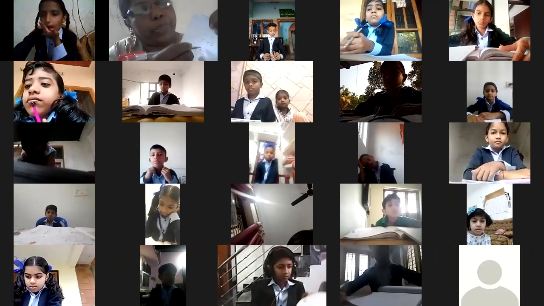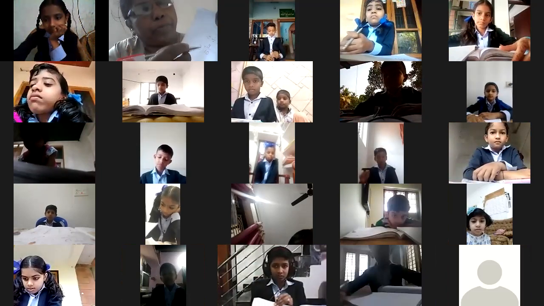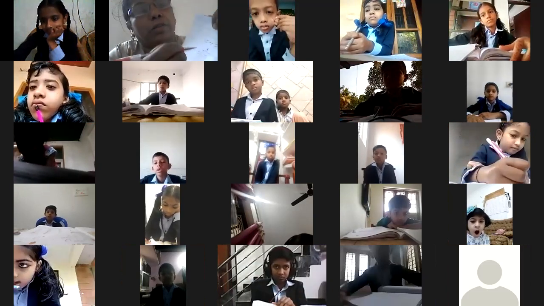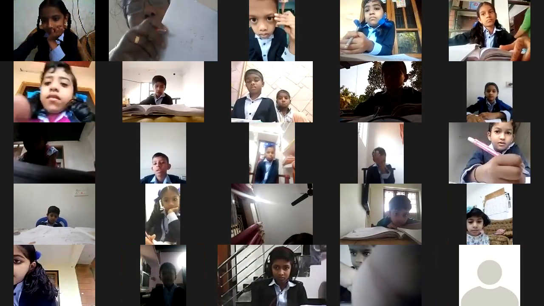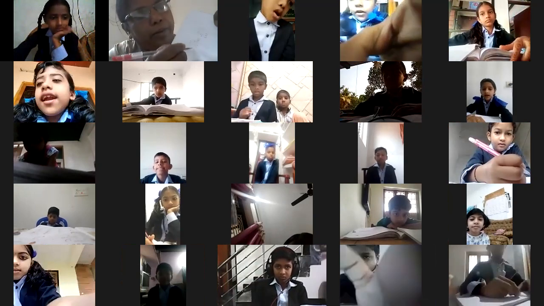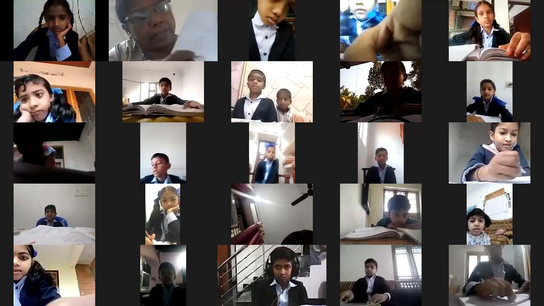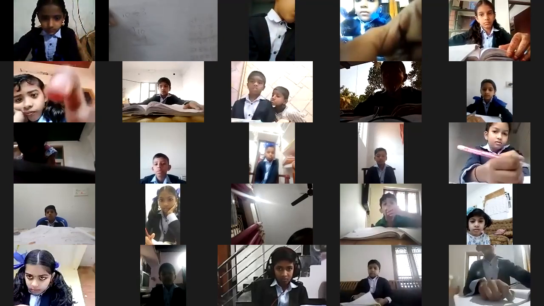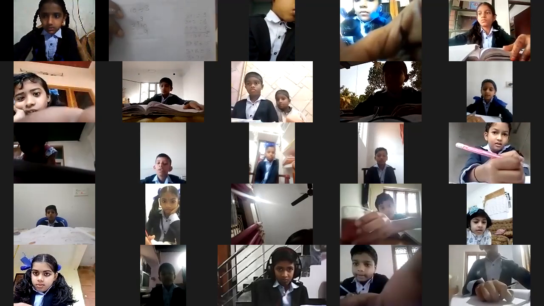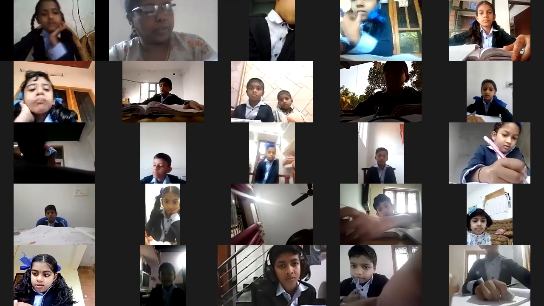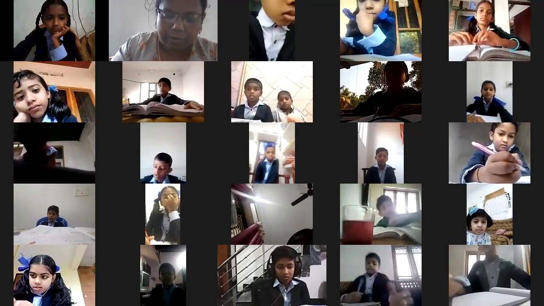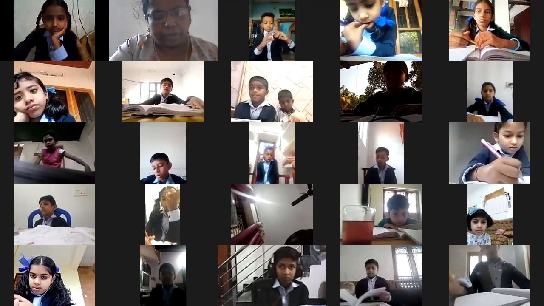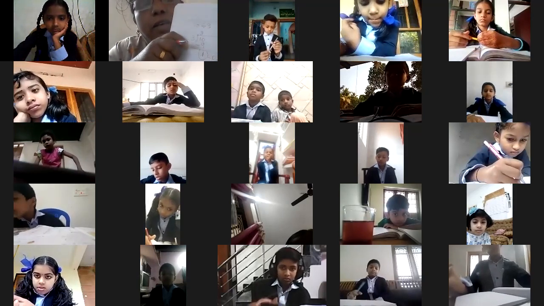Then write 3 in the quotient and multiply the quotient with the divisor. 3 3s are 9. Subtract: 10 minus 9 is 1. It is the remainder. 1 is the remainder.